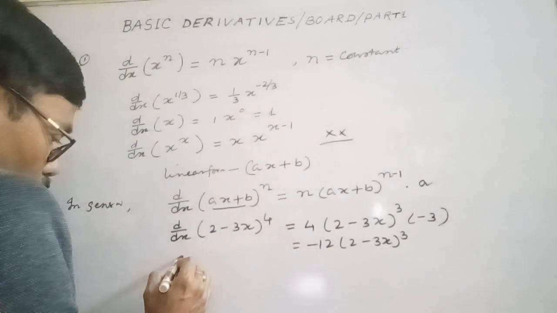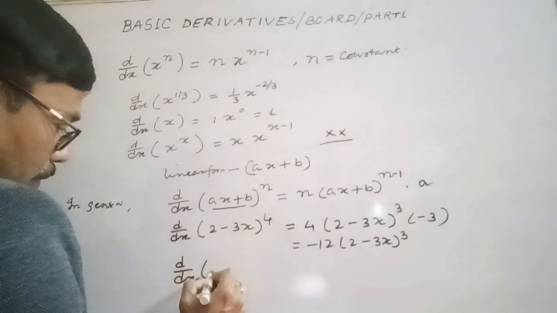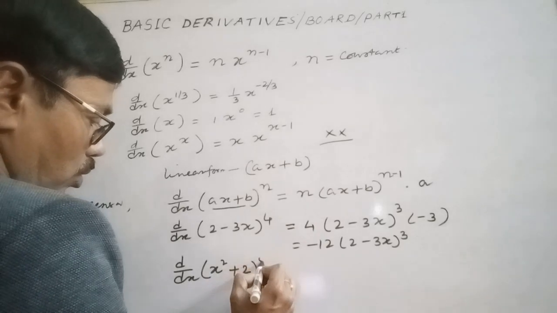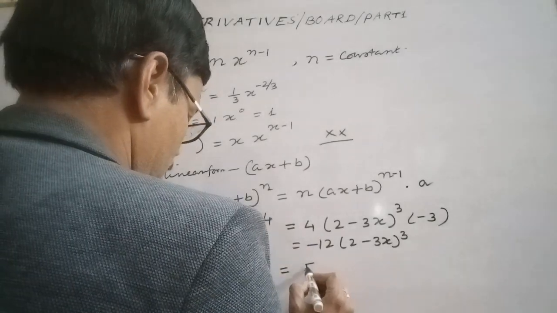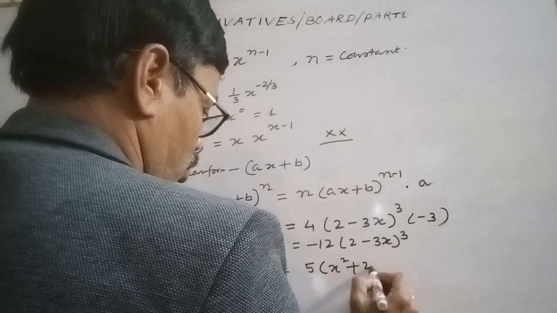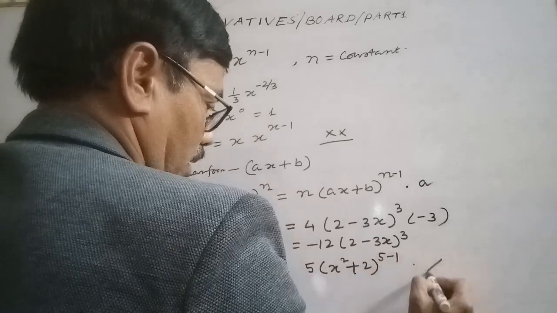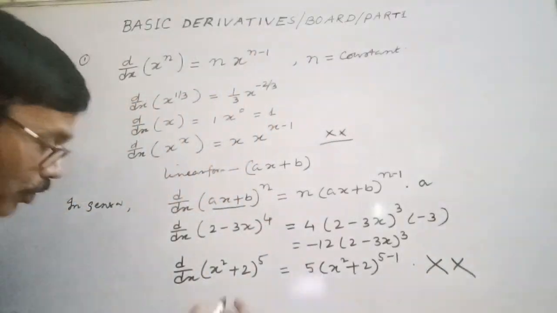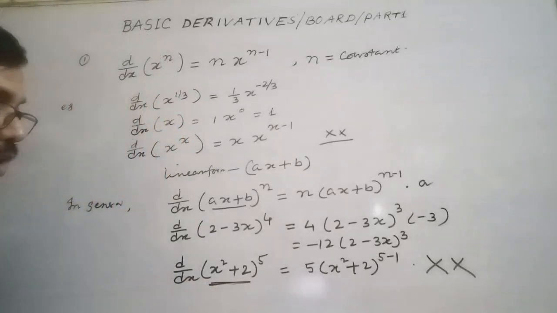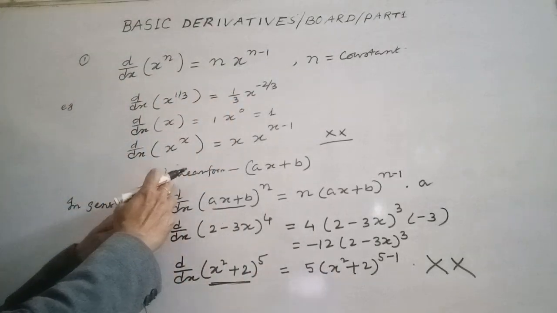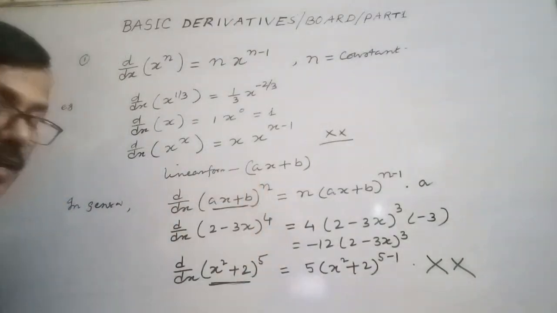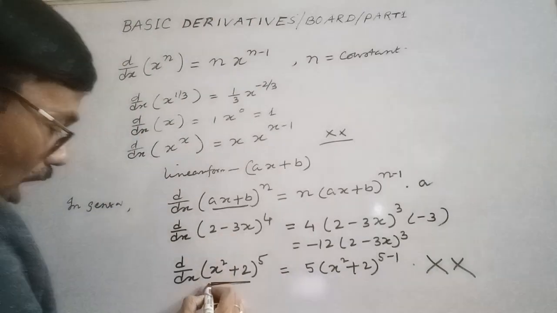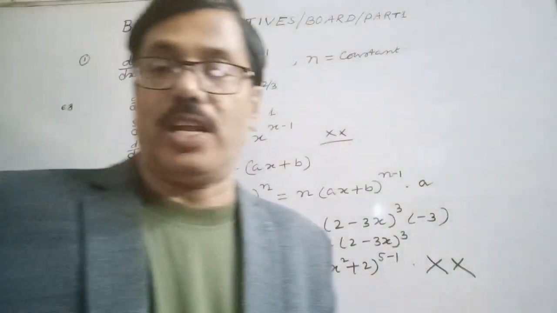Look, d by dx of (x square plus 2) whole to the power 5. So 5 into (x square plus 2) whole to the power 5 minus 1. This is not true. Here 5 is constant, but this one is not linear. So we can use this formula only when the argument is linear. You can find the derivative of this function by chain rule, which I will discuss later.